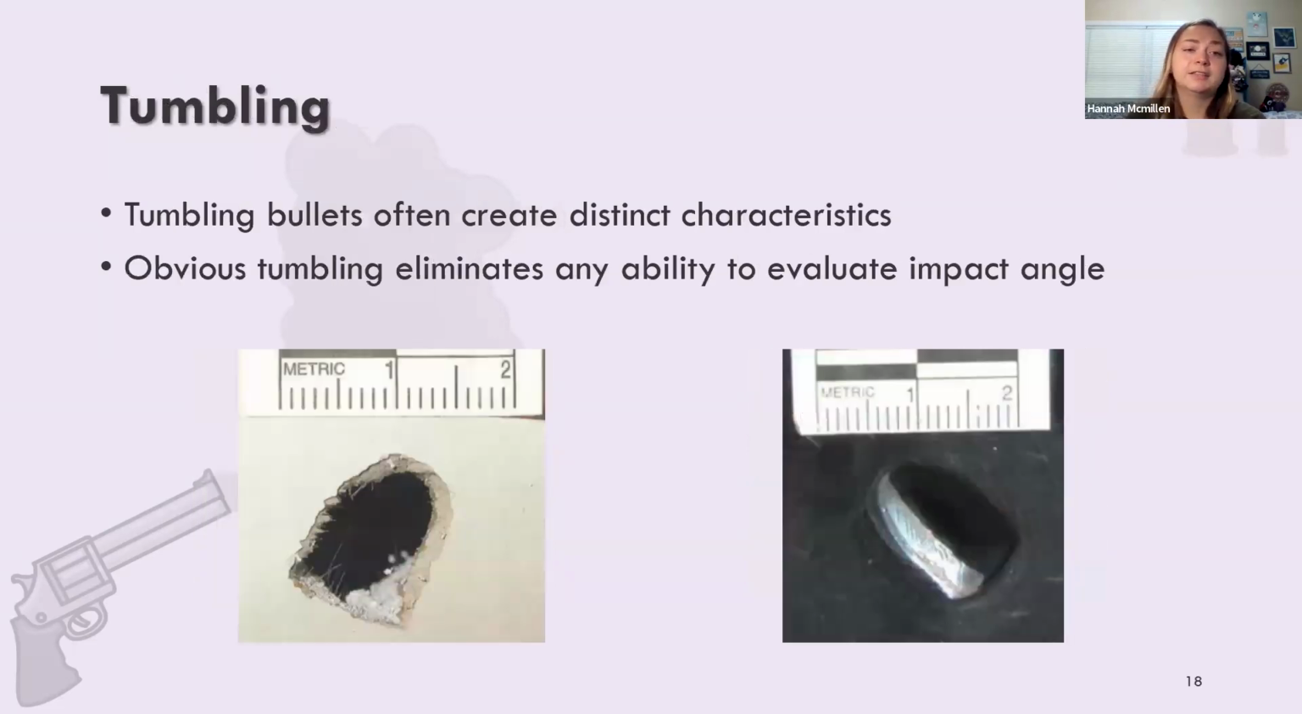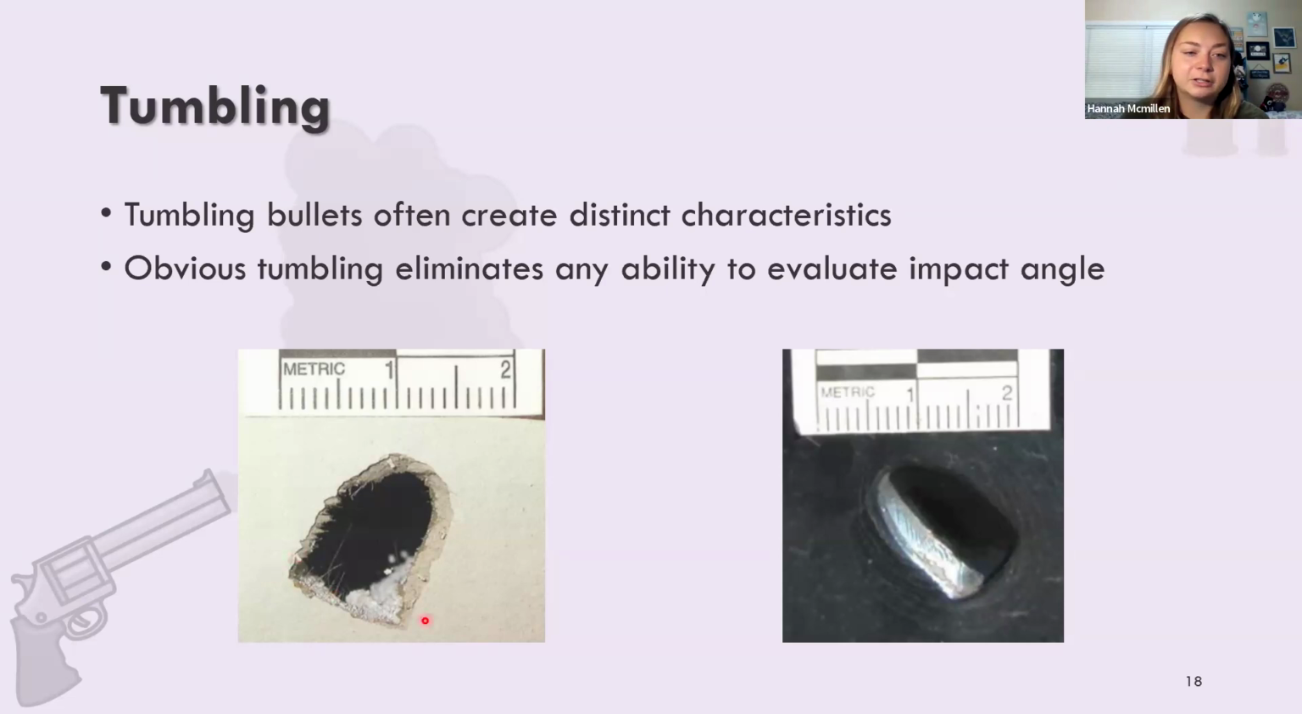So going into tumbling, this refers to creating, again, distinct characteristics, eliminating any possibility to evaluate impact angle. Essentially, in this case, our bullet was not traveling in a straight line. It was tumbling as it traveled through. And because it's tumbling, we can't evaluate impact angle because we don't know at which angle it impacted. It didn't travel straight through an object to give us that nice pristine angle that we can then perform trajectory analysis with.